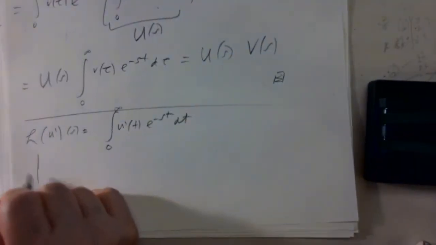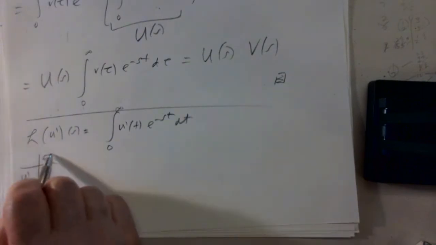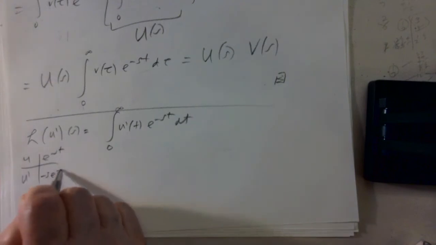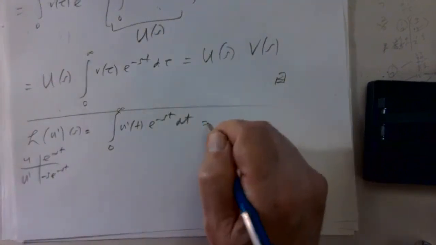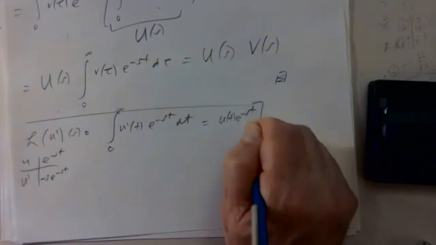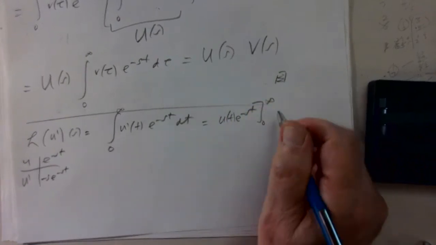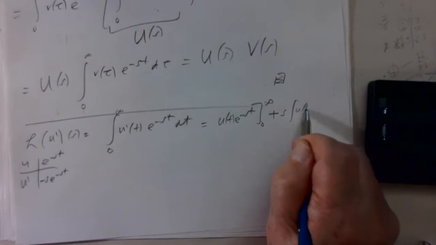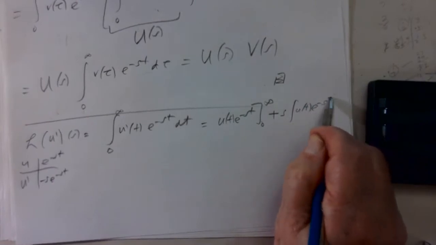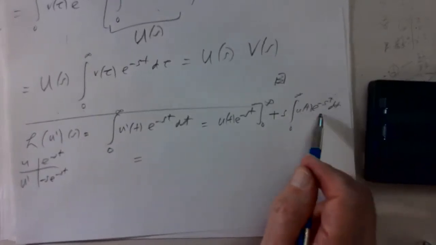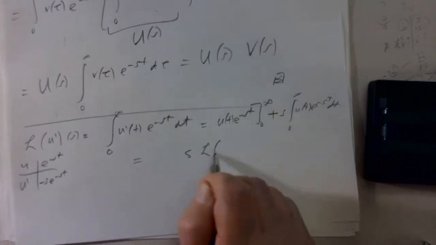Let me do integration by parts. U prime e to the minus st. Antiderivative is u, derivative is minus s e to the minus st. So this is equal to u of t e to the minus st from 0 to infinity, minus the integral this way, which is minus times, which is plus the integral u of t e to the minus st dt from 0 to infinity. This is just the Laplace transform of u.